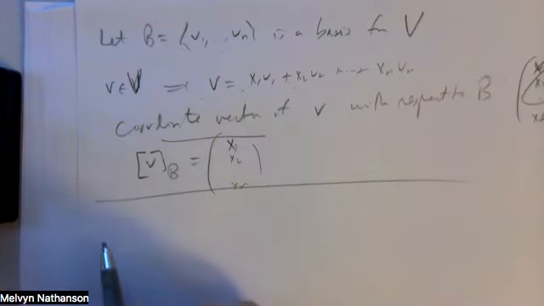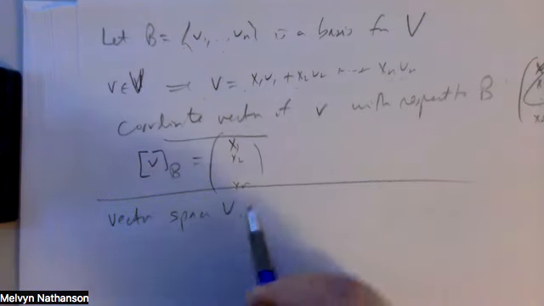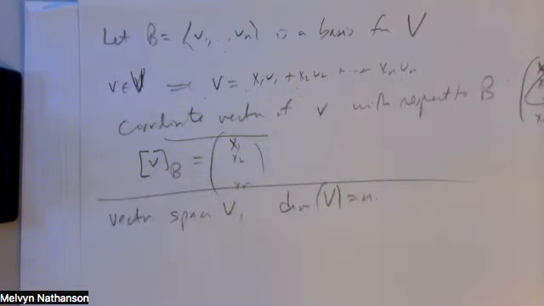So suppose we have a vector space V, and the dimension of V is equal to n.